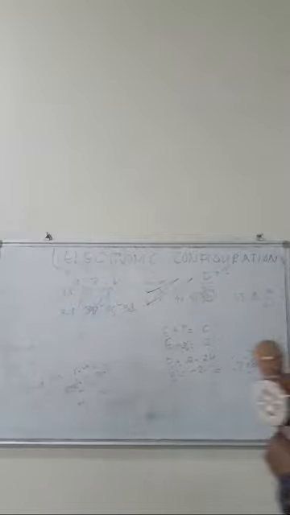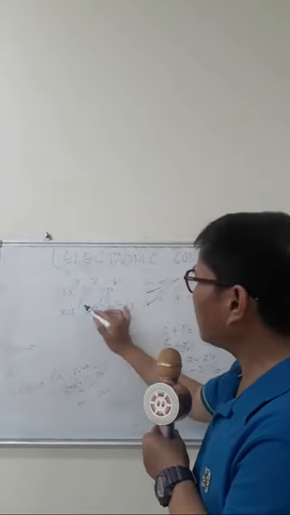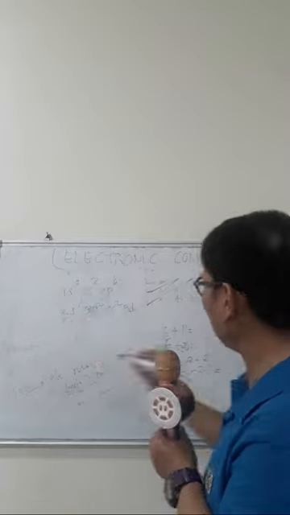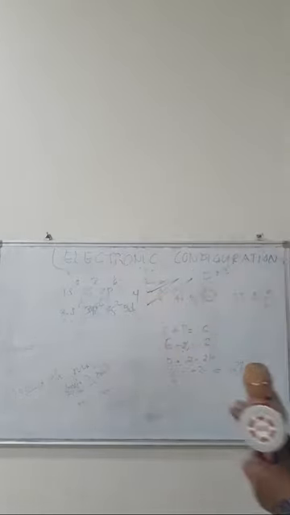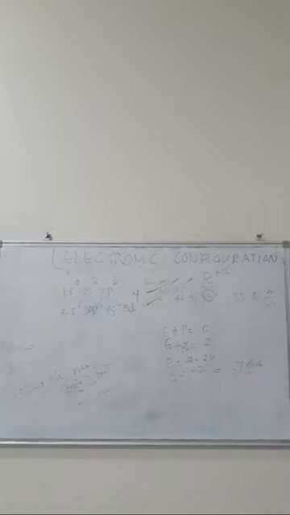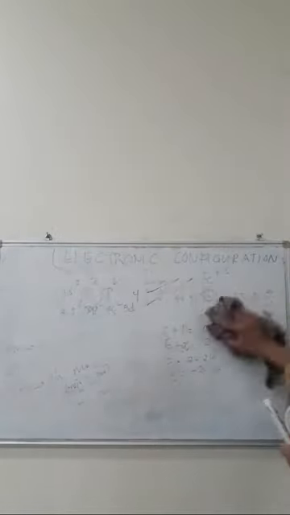So, we are at 20 now. So, 2, 18, 16, 18, 20. We need 24, so we still have 4 here. Okay, this is for iron, right? So, this is 24. That is what happens in this case, 24 electrons. Okay? So, we will also draw the electron diagram for this.